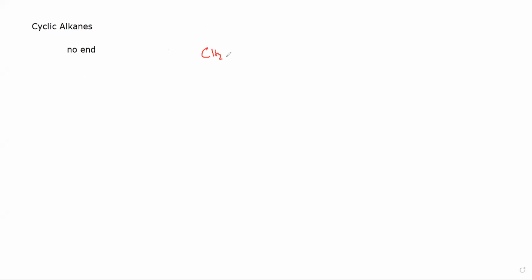So if it is CH2, CH2, CH2, CH2. How many carbon atoms are there? How many carbon atoms did I draw here? So 4 carbon atoms are there. What is the prefix used for 4 carbon atoms? It's but, because of the 4 carbon atoms. And they have a single bond throughout the chain, so it is butane.